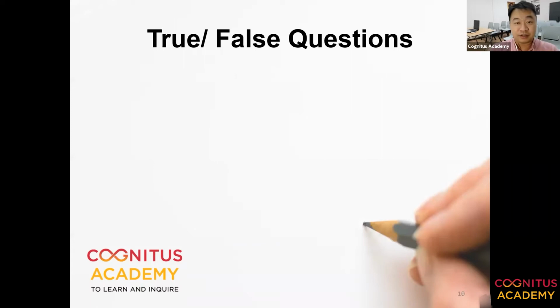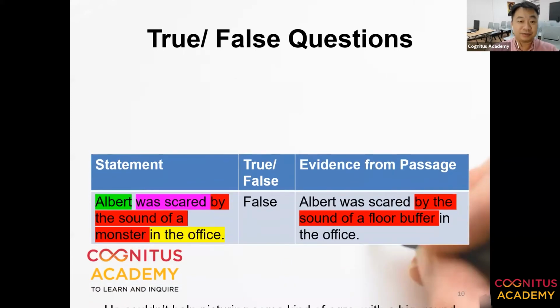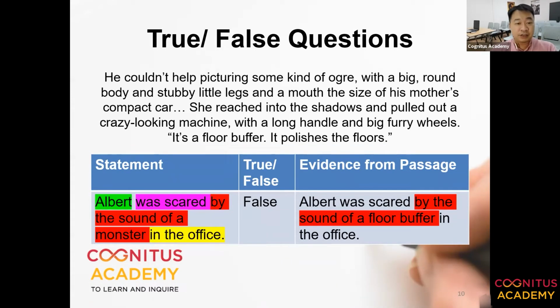So let me talk about this with an example, right? Albert was scared by the sound of a monster in the office. This is the question, right? Albert was scared by the sound of a monster in the office. At first, I would not know whether this is true or false, but to students, these sentences do jump out. However, sometimes they can be tricked, right? To immediately think that it's true when actually, if they look deeper, it's a false statement.